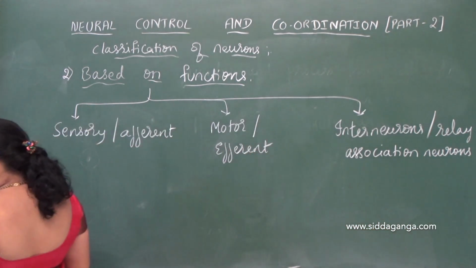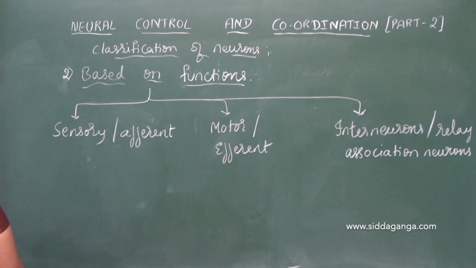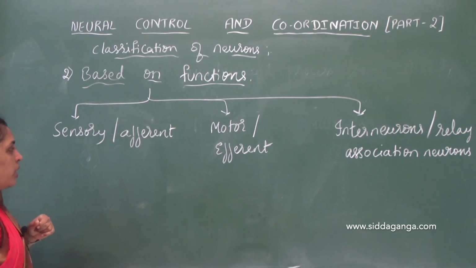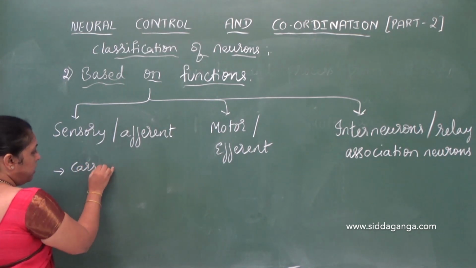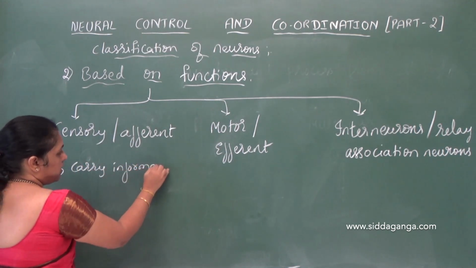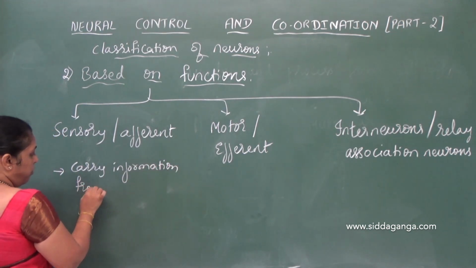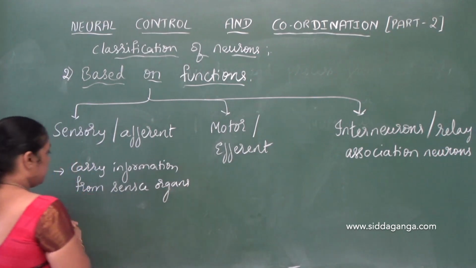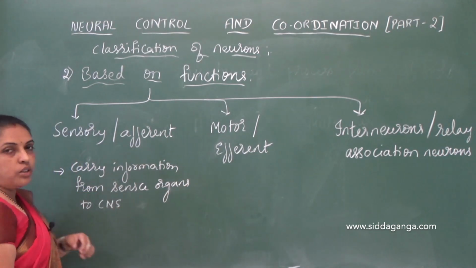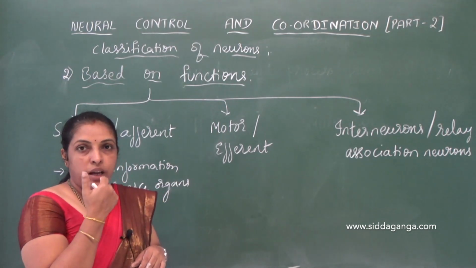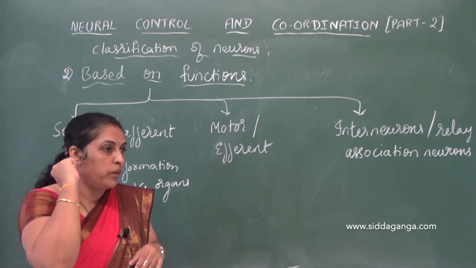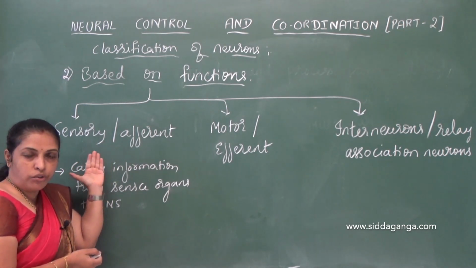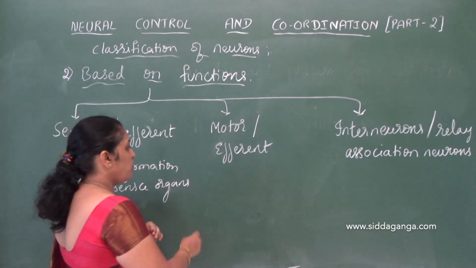Sensory means these neurons carry information from sense organs to the central nervous system. So for example taste, they carry information from tongue to the brain, from eye to brain, from ear to brain. They all come under sensory or afferent neurons. That means they carry information from sense organs to the central nervous system, towards the brain.